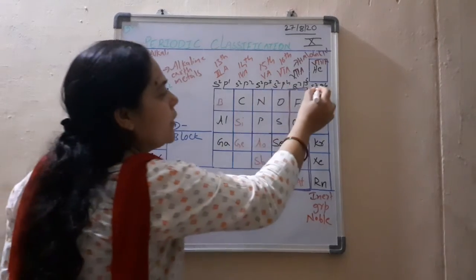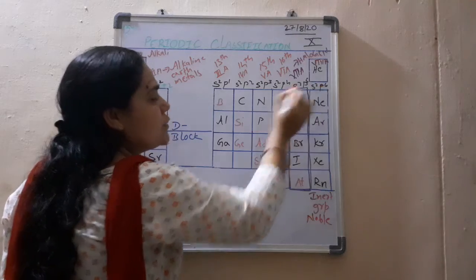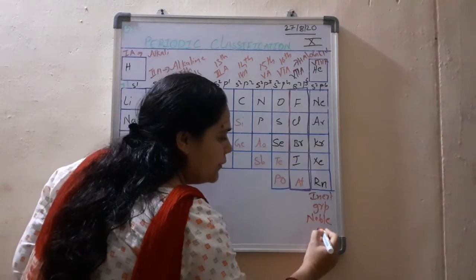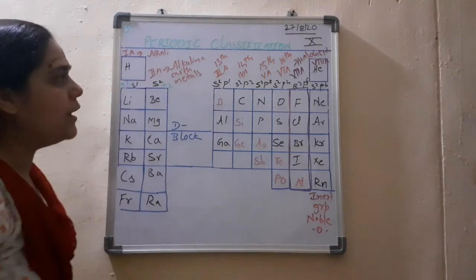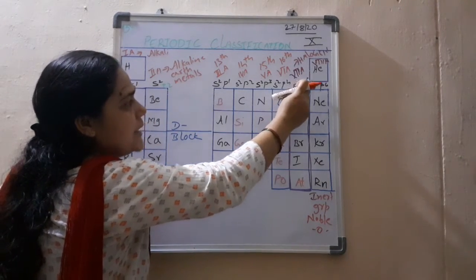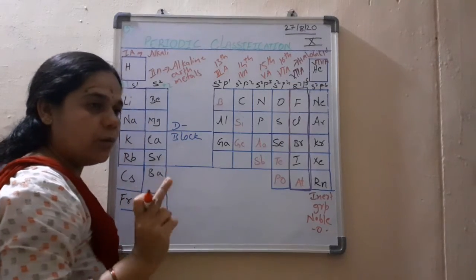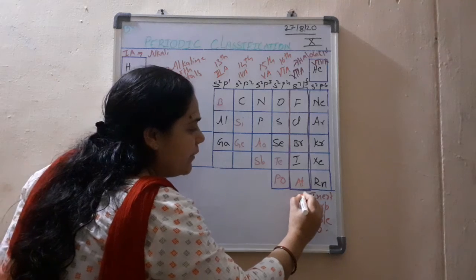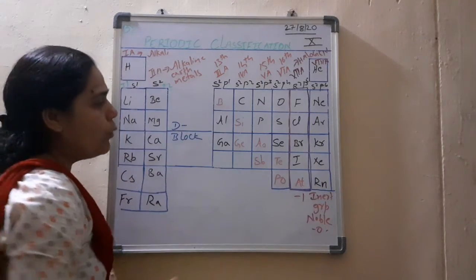So what would be their valence configuration? S2P6. That means their valency is 0. How much is their valency? 0. Come to the 7th group, their valence configuration is S2P5. That means they require one more electron to become stable. So that's why their valency is -1.